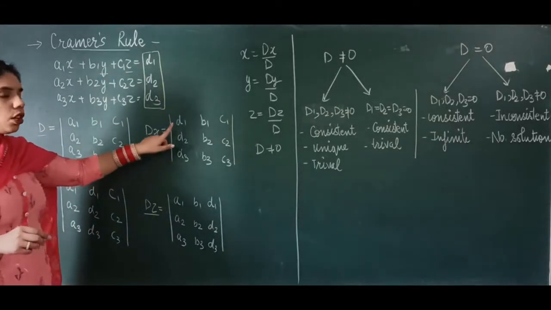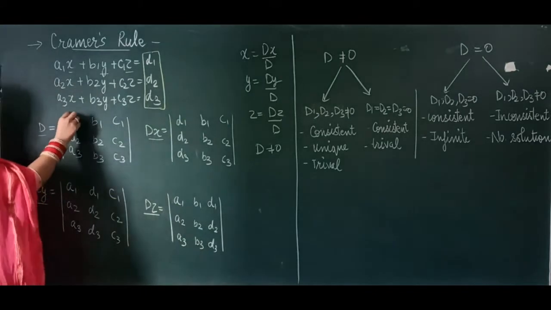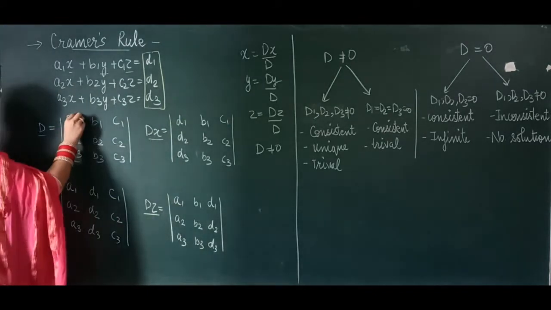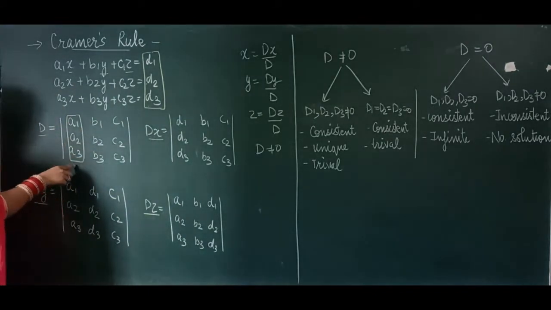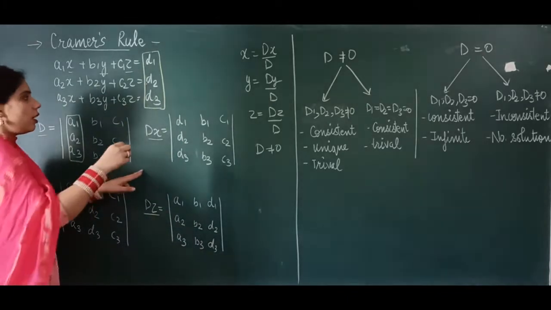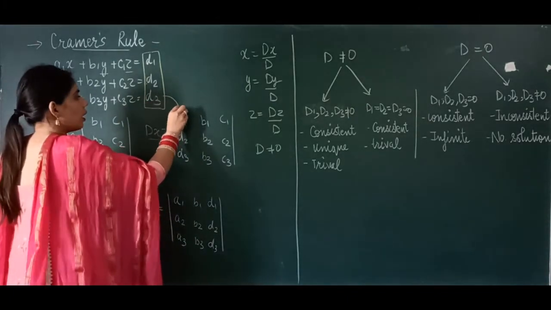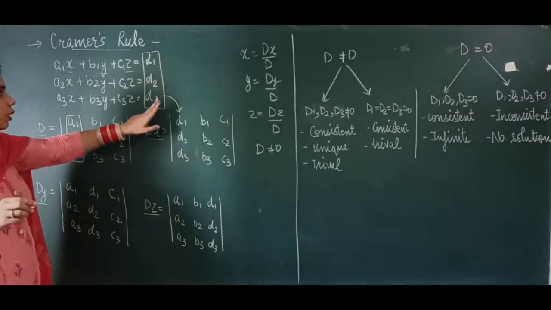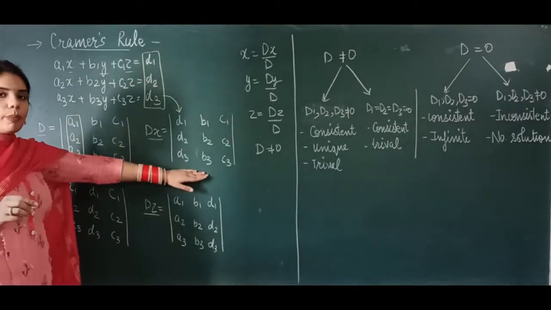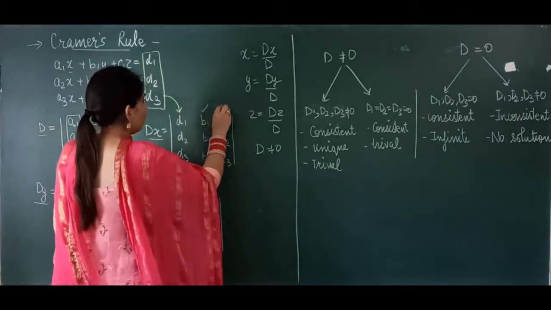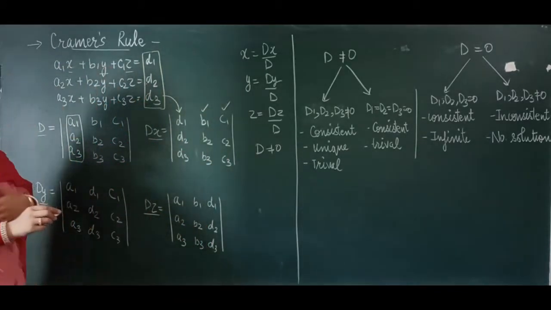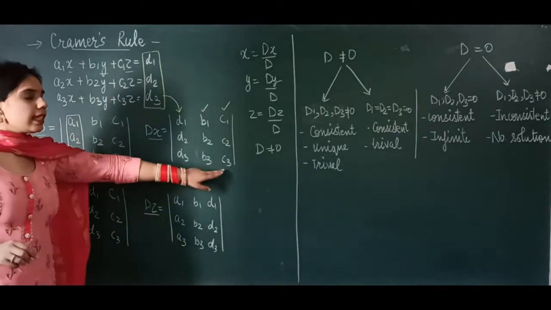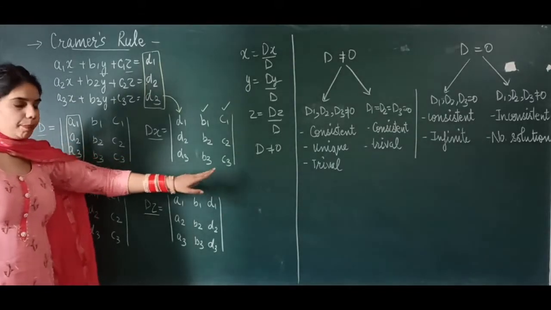So these are the coefficients of x. Instead of the coefficients of x, I will write all the constants, that is d1, d2, d3, and then I will form a determinant. My y and z coefficients will remain the same.